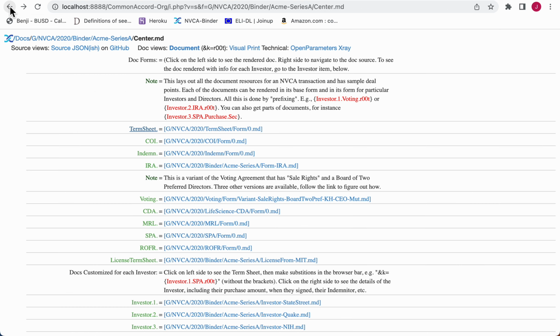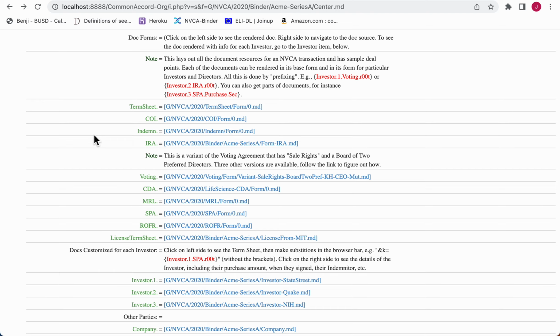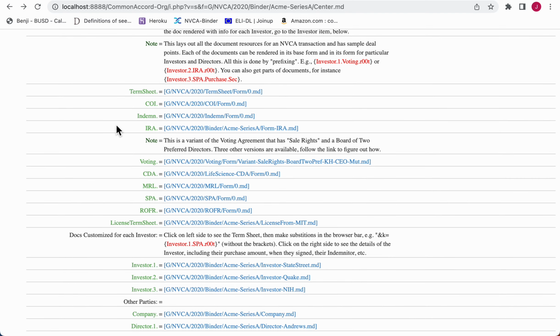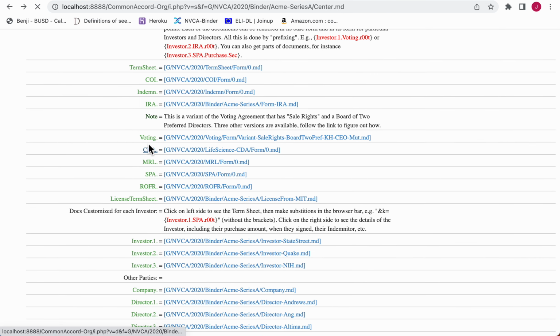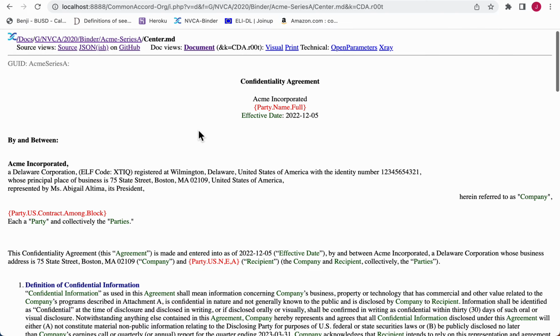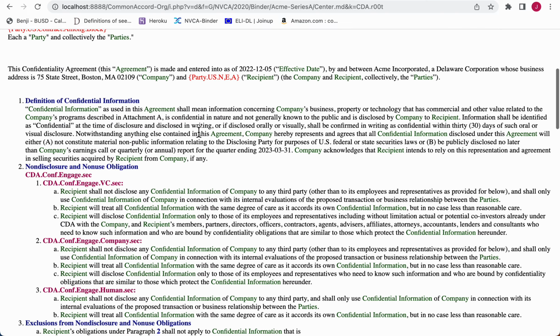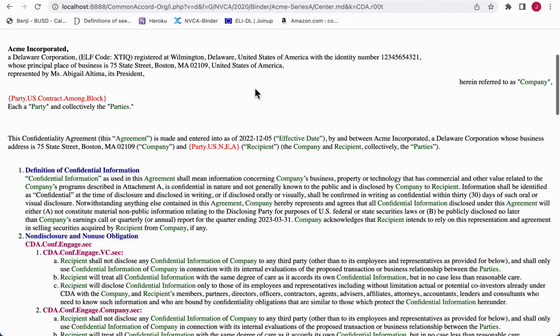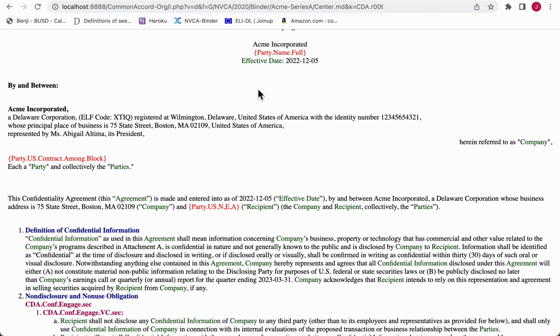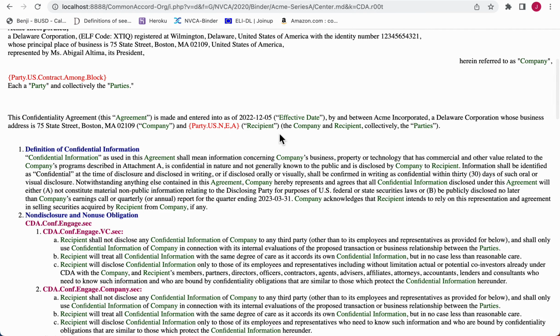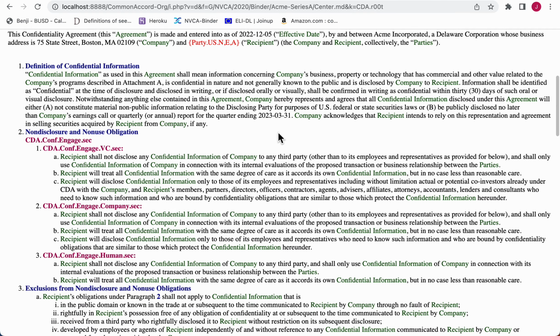So there's our term sheet, and we can also look at all the other documents like this. But there's an additional thing that we can do. For instance, if we have the CDA, this is the CDA set up generally. And notice that it's missing the information about the parties because it's set up generally. It knows who the company is, but it doesn't know who the counterparty is, the recipient of information.